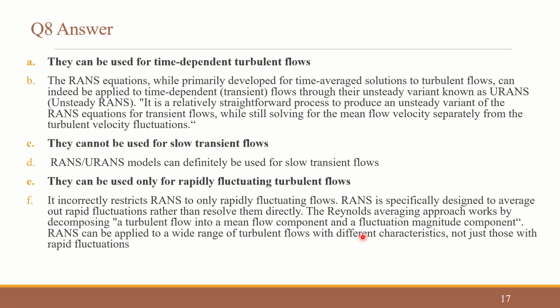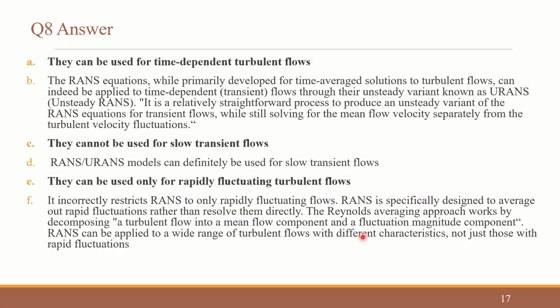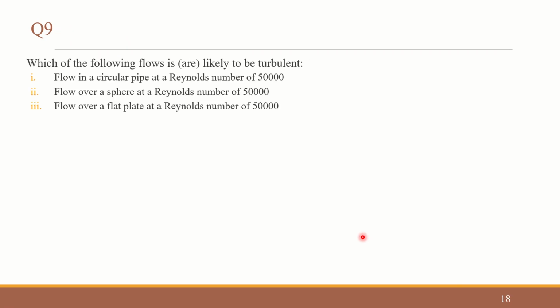Okay, all right. Before moving to question 9, let it be here, or I'll keep question 9 here. Which of the following flows are likely to be turbulent? First one, flow in a circular pipe at a Reynolds number of 50,000; flow over a sphere at a Reynolds number of 50,000; flow over a plate at a Reynolds number of 50,000. So these are all the cases which are given. So let it be here and I'll come back. We'll take a 5 minute break and we'll come back after that.